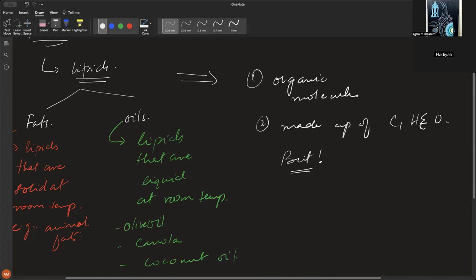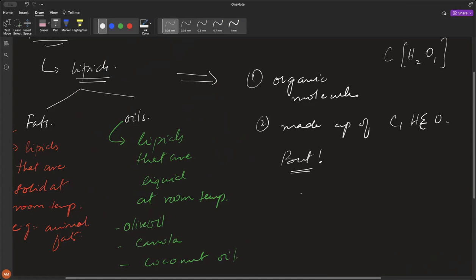The question over here is, how are you going to differentiate between carbohydrates and lipids, right? Both of them are made up of carbon, hydrogen, and oxygen. If you can recall, in carbohydrates, we discussed that hydrogen and oxygen are present in 2:1 ratio. Remember, with carbon, the hydrogen was present in 2:1 ratio.